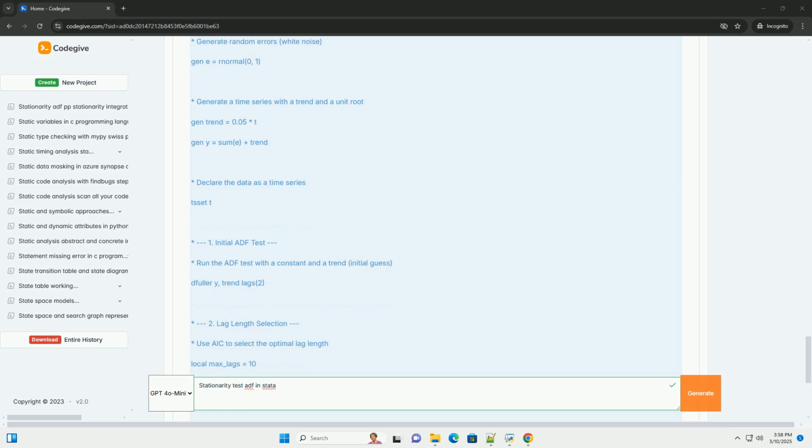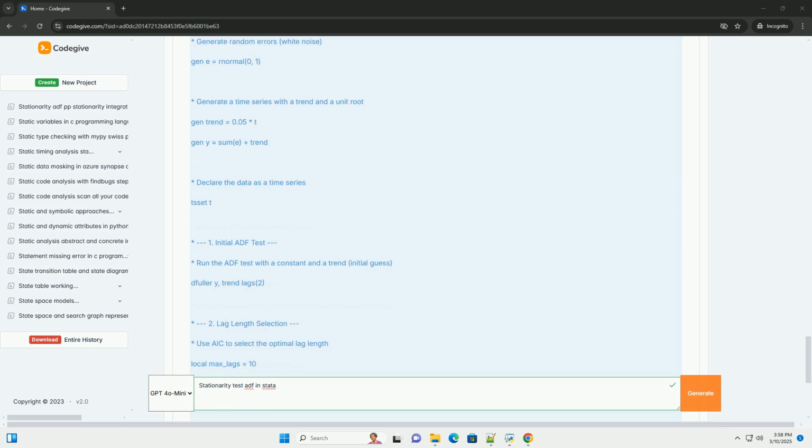Decision rule. If the ADF test statistic is more negative than the critical value, i.e., the absolute value of the test statistic is larger than the absolute value of the critical value, we reject the null hypothesis. This means we conclude that the time series is stationary. If the ADF test statistic is less negative than the critical value, we fail to reject the null hypothesis. This means we cannot conclude that the time series is stationary. It may have a unit root.